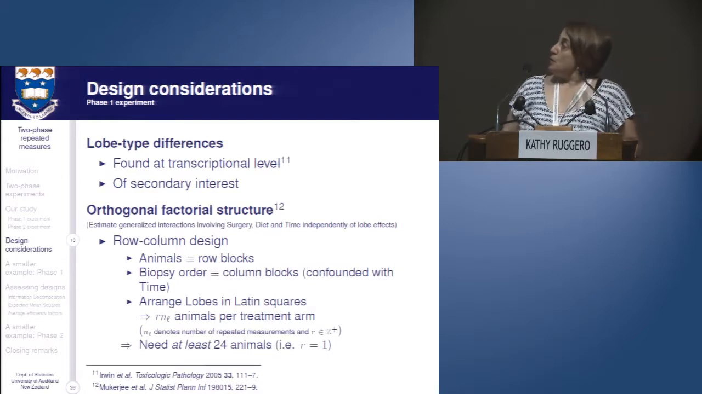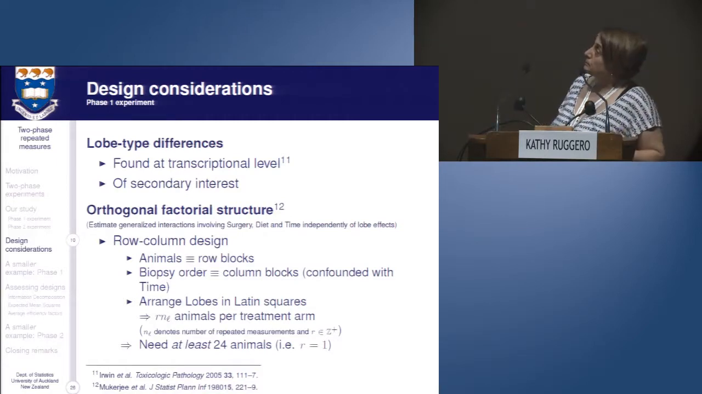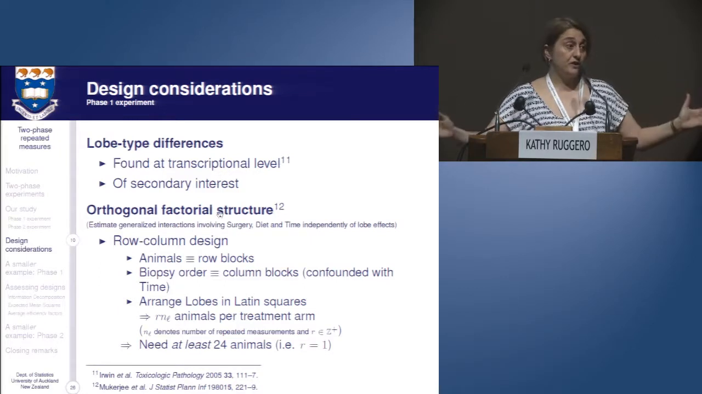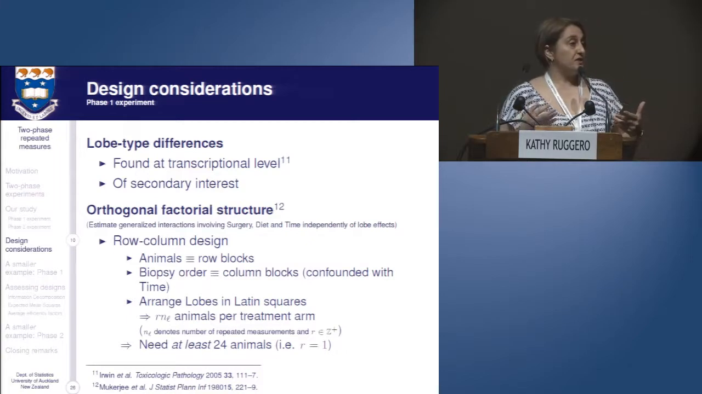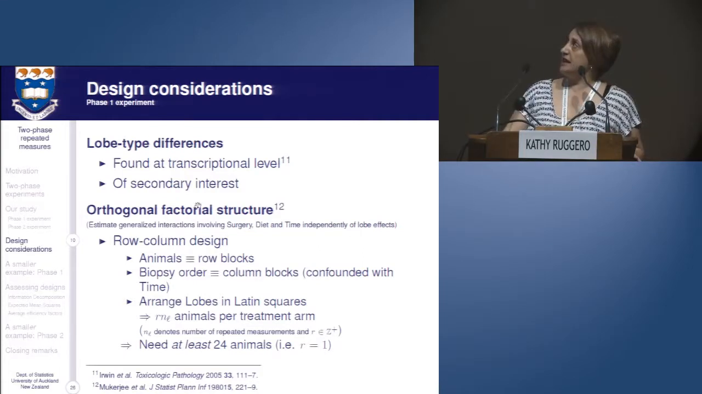Okay. So what are some of the things that we need to worry about when designing both the phase 1 and the phase 2 experiments? What has been found in the human liver is that there are transcriptional differences, differences at the transcriptional level in different regions of the liver. It's not entirely clear if this is the case with rat livers, but certainly given their shape, the lobes, it's anticipated that they might be different, and our initial pilot study suggests this is the case.